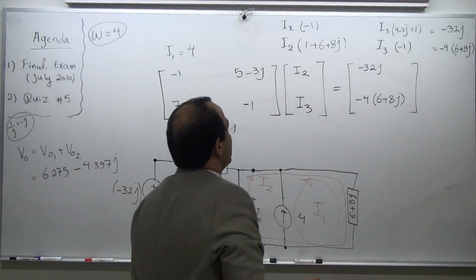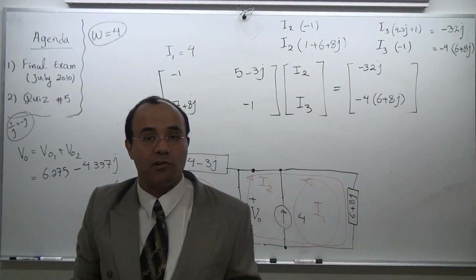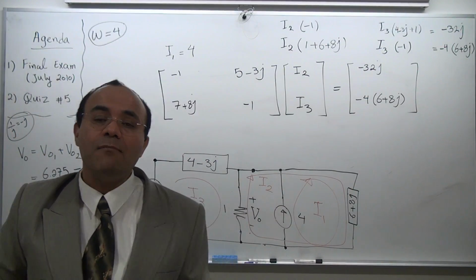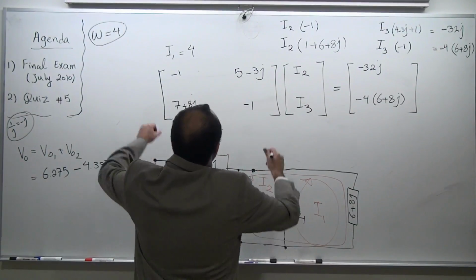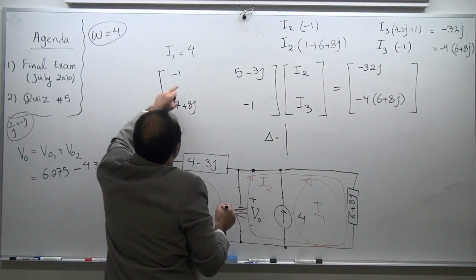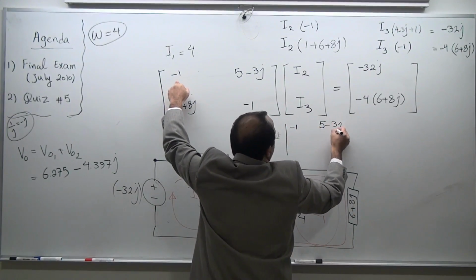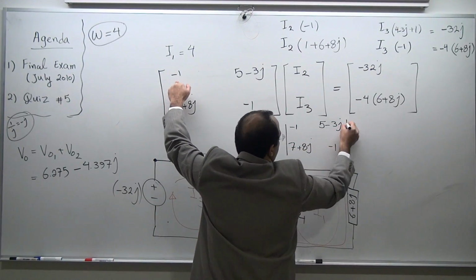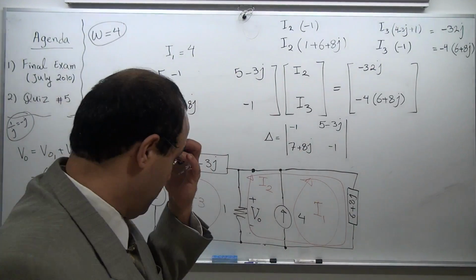Again, some of us may go and do Gaussian elimination. That's a valid approach, but because it involves extreme human intervention, you are going to make a mistake. I don't want you to do that. Just simply say, give me delta. Delta is the determinant of this system. Minus 1, 5 minus 3j, 7 plus 8j, and minus 1. This is called the system determinant.